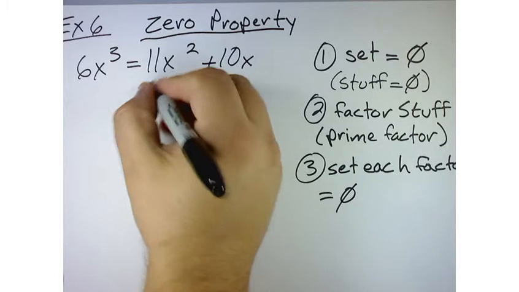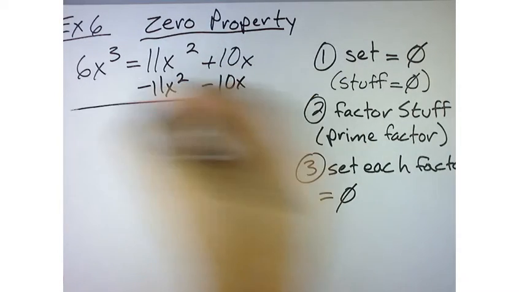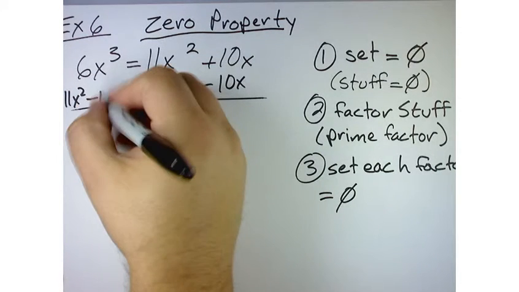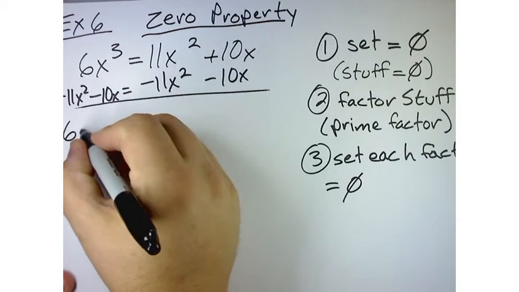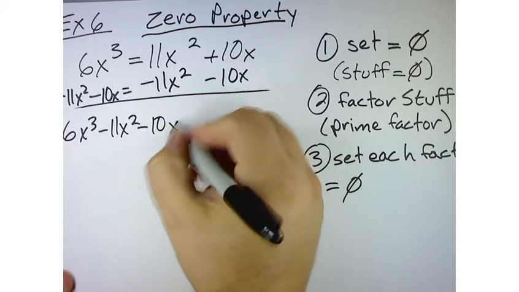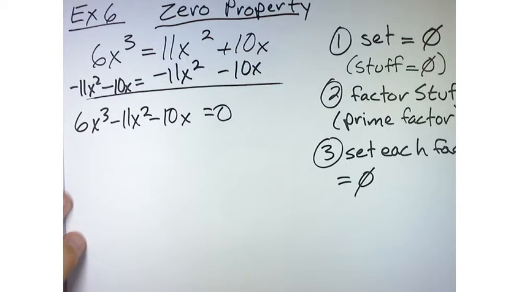So I'm going to minus 11x squared here, and minus 10x here. Whatever I do on one side, I've got to do to the other. Now, can I subtract that 11x squared from the 6x cubed? No, they're not like terms. They have x's, but they're completely different, right? So this is 6x cubed minus 11x squared minus 10x is equal to 0. So done with that one.